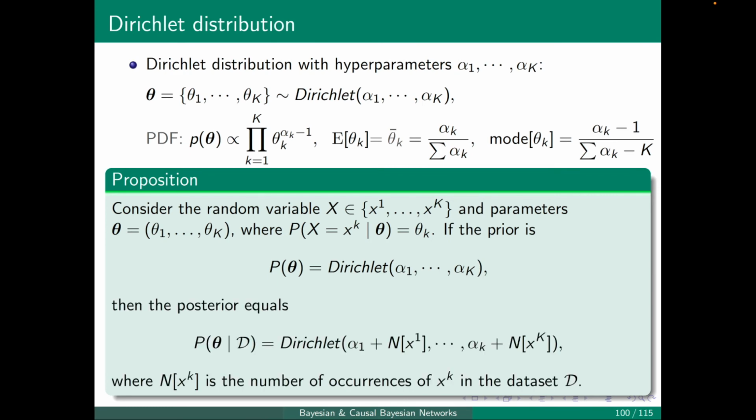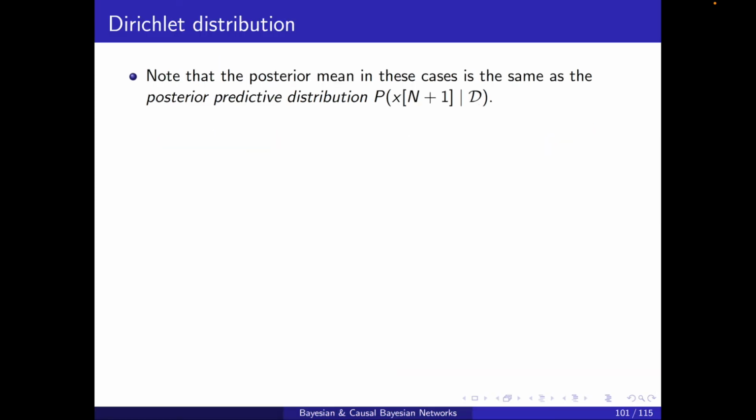It will be a Dirichlet distribution again, and the only thing I have to do is count how many times each of these cases happens, n of x1, n of x2 to n of xk, and then add them to the corresponding hyperparameters. This means that if I have a Dirichlet distribution, the only thing I need to do after observing a data set to get my posterior is to count the number of different instances and update the hyperparameters. Okay. Now, just note that the posterior mean that we were calculating is the same as the posterior predictive distribution.